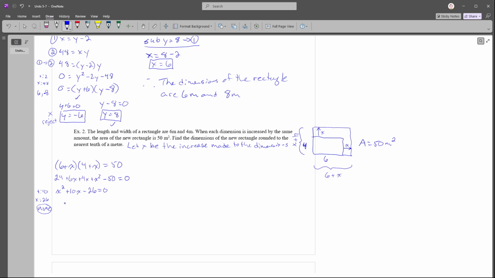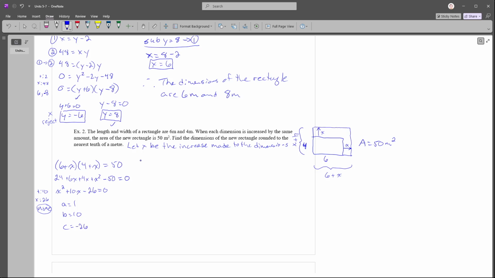So if we can't factor it, that means that we need to use the quadratic formula. That's just the way it is. So what is our A, B, and our C? Our A is going to be 1. Our B is 10. And our C is minus 26. Those are some big numbers to work with, but they are what they are.